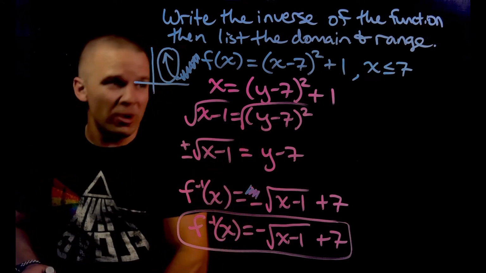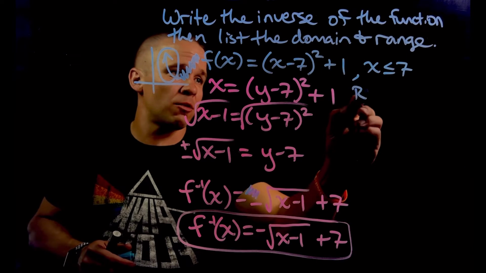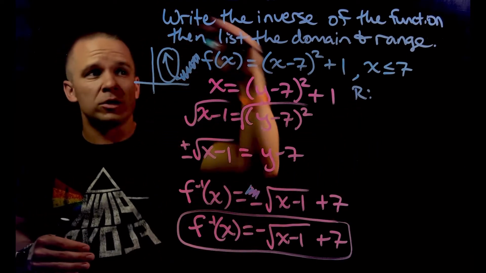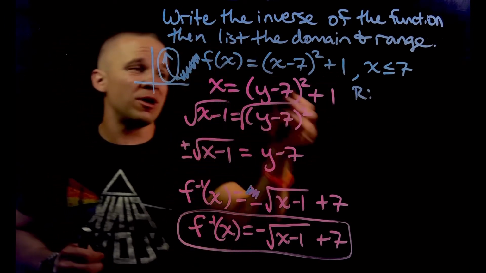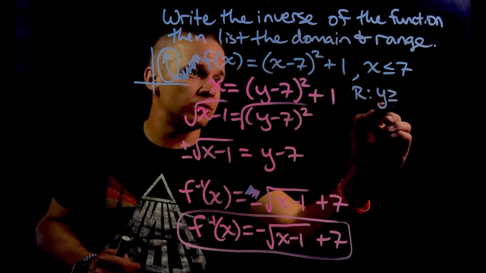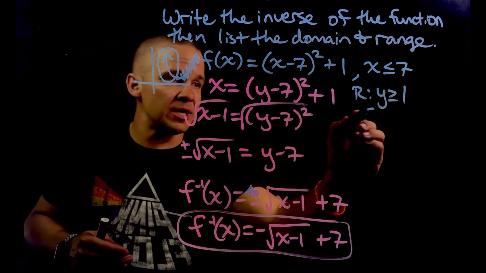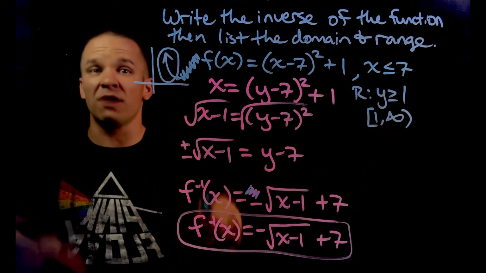We already have our domain restriction right here. Let's get our range as well. So my range, it's however low it goes and however high it goes. Well, the low point is at positive 1 there, and it keeps on going up forever and ever. So it's going to be y is greater than or equal to positive 1. Or you can go from 1 to infinity using interval notation. Either one, same idea if you'd like.